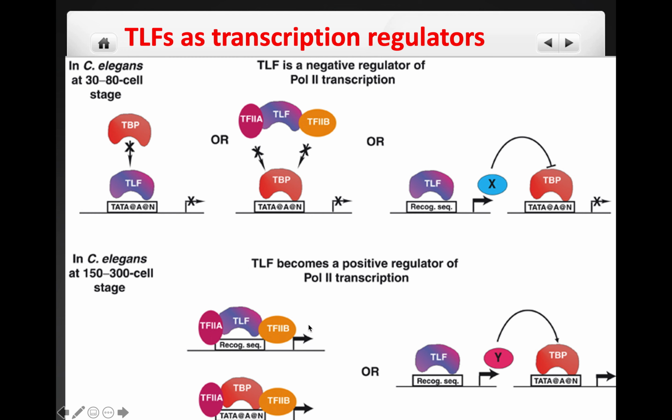So TLF, when it binds to a recognition sequence, not the TATA box, could start off the transcription, and the usual TBP, which binds to the TATA box, could also start it off. So this basically could now happen, but only at the 150 to 300 cell stage, once it has reached those steps.